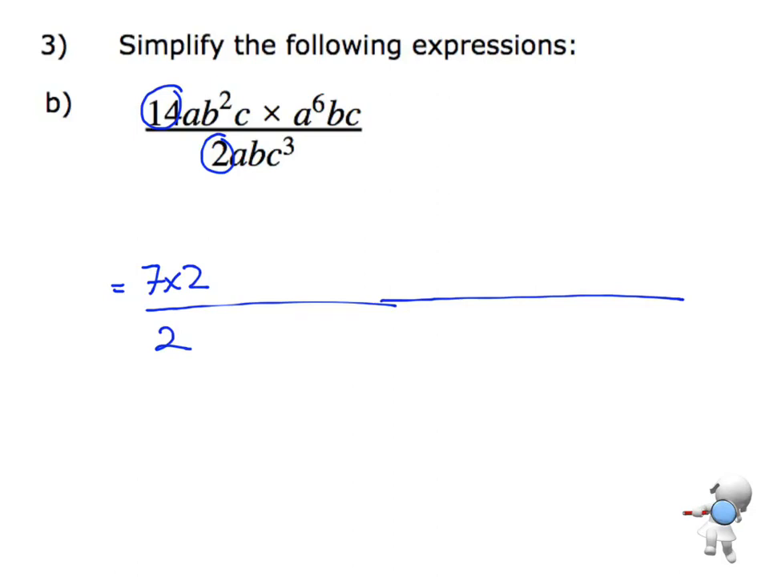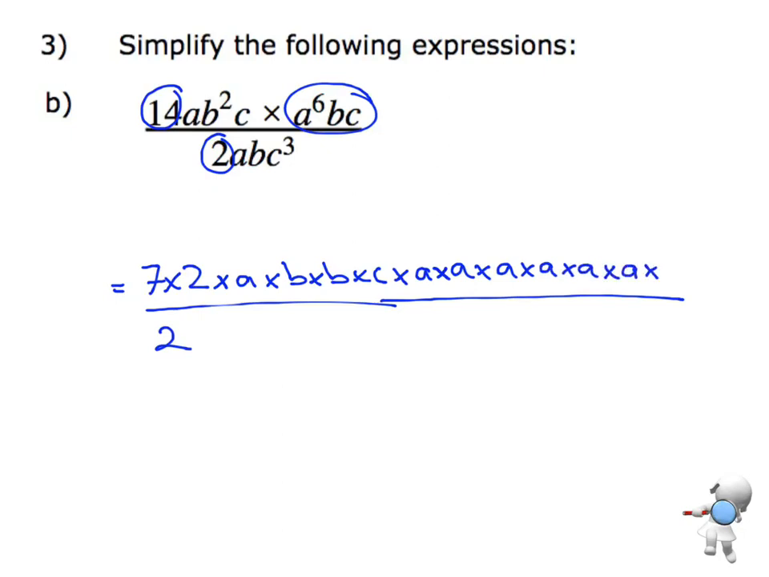So I've got an a b squared c. So that means I've got a times b times b times c. Then on this part I've got a6. So 1, 2, 3, 4, 5, 6 a's being multiplied, and a b and a c. Then on the bottom I've got an a and a b, and I've got c cubed, so that is 3 c's being multiplied together. So now I can cancel out where appropriate.